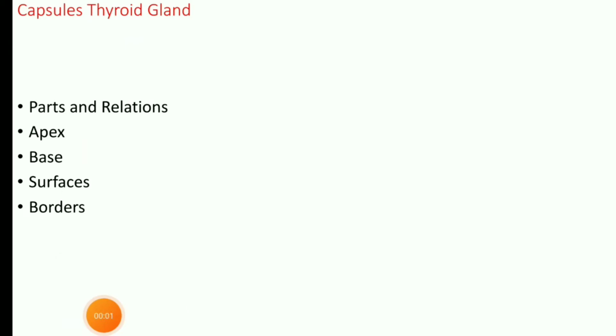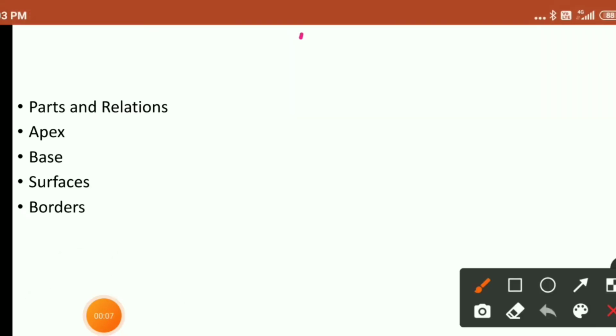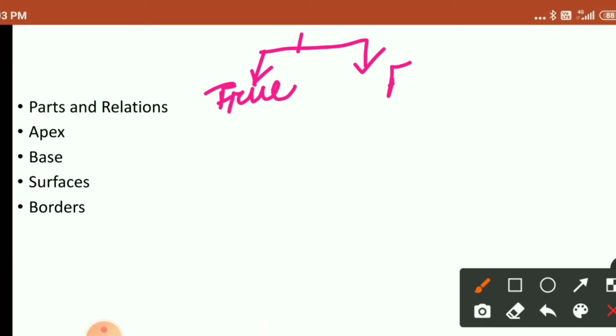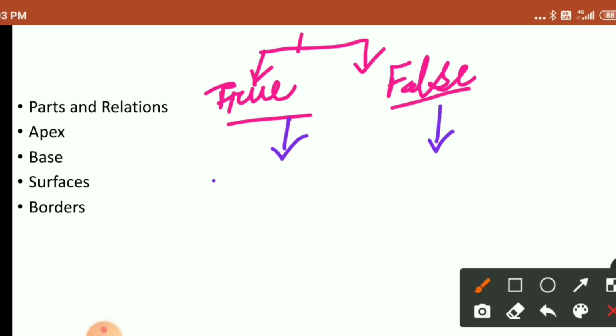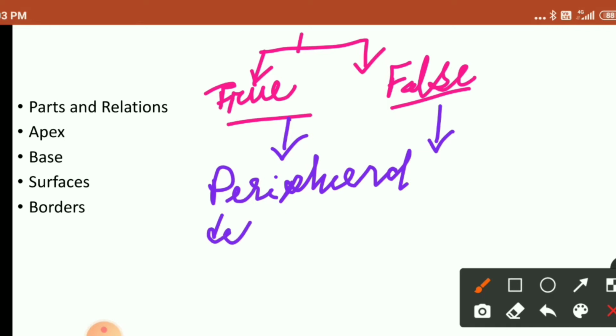Now we come to the capsules of thyroid gland. Remember that the thyroid gland has two capsules. What are the capsules? First, true capsule, and second one, it is the false capsule. Now the true capsule is formed by the peripheral condensation of its deep connective tissue. Yes.